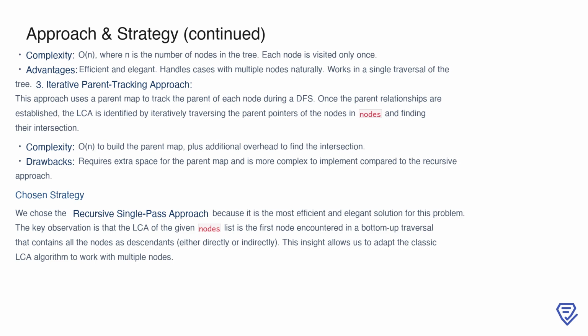Considering these options, we selected the recursive single-pass method as our strategy. The key insight here is that the LCA of the given nodes is the first node encountered during a bottom-up traversal that contains all the nodes as descendants, whether directly or indirectly. This allows us to extend the classic LCA algorithm in a way that is both efficient and intuitive.